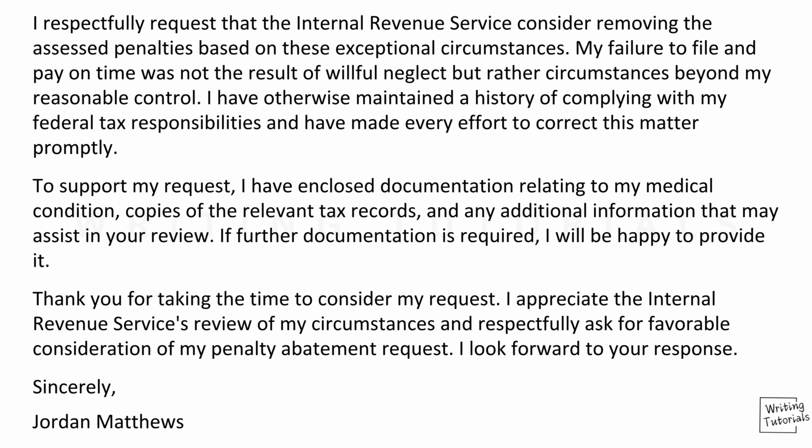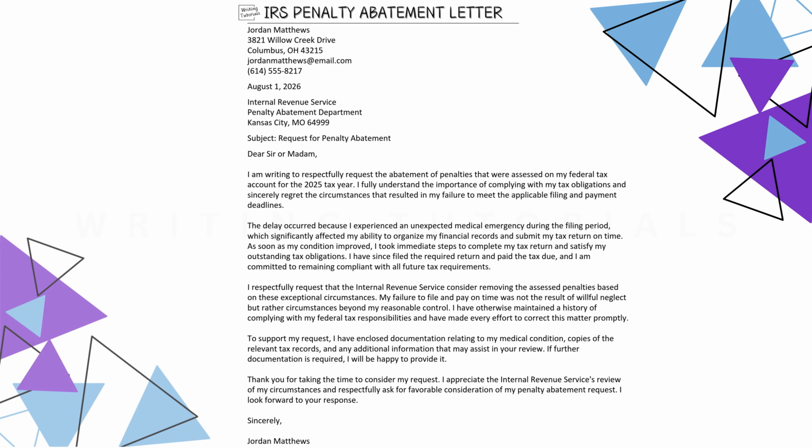Before we finish, here are a few important reminders that can make your IRS penalty abatement letter much stronger. First, always be truthful and specific when explaining your circumstances. Avoid emotional language or vague explanations. Instead, clearly describe what happened, when it happened, how it affected your ability to meet your tax obligations, and what you did to correct the issue. The more organized and factual your explanation is, the easier it is for the reviewer to understand your request.